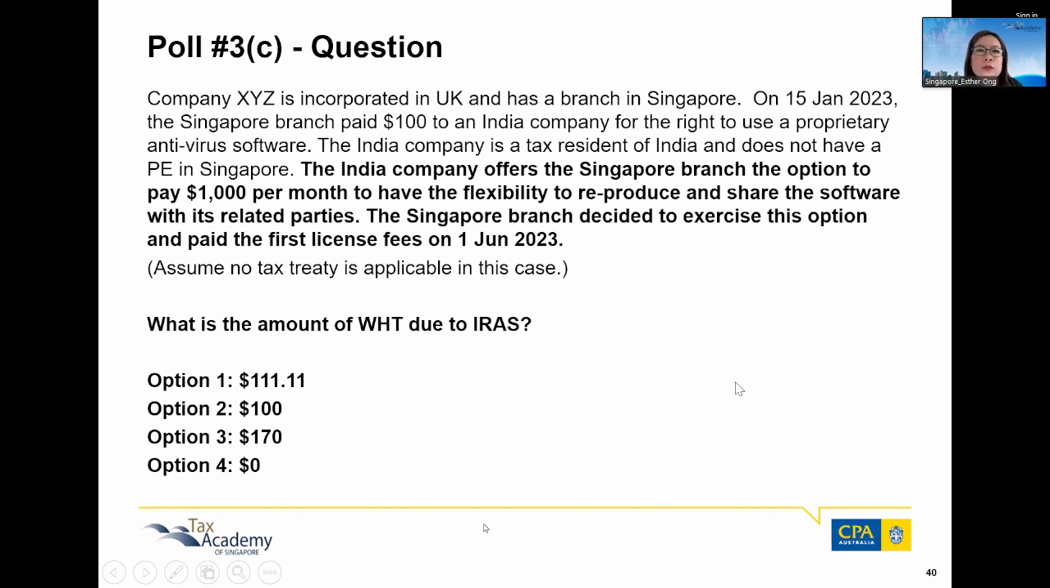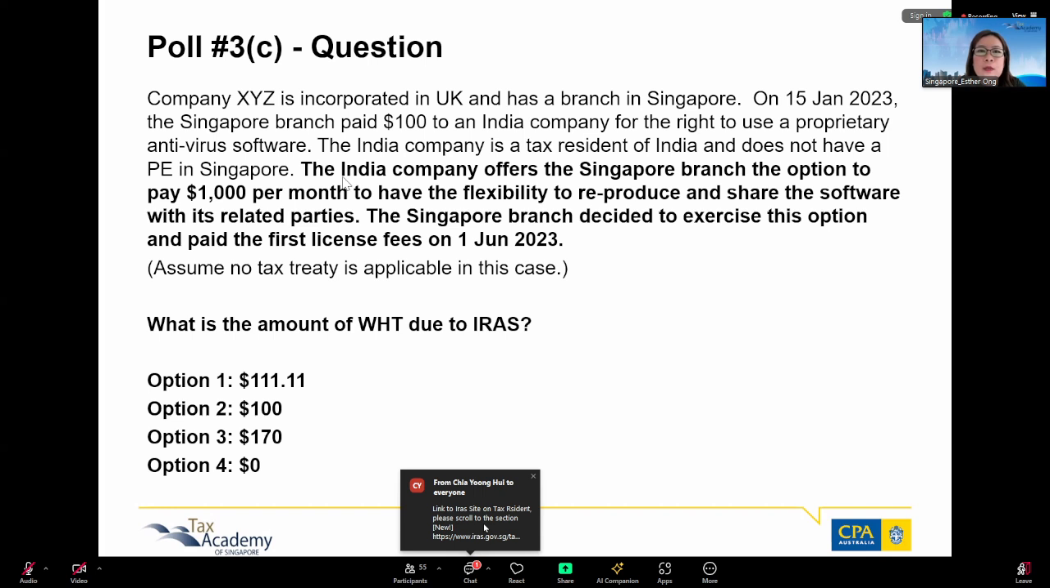Okay, let's try a question here. Company XYZ is incorporated in UK, so it's the same as just now. What is the amount of withholding tax due to IRAS?